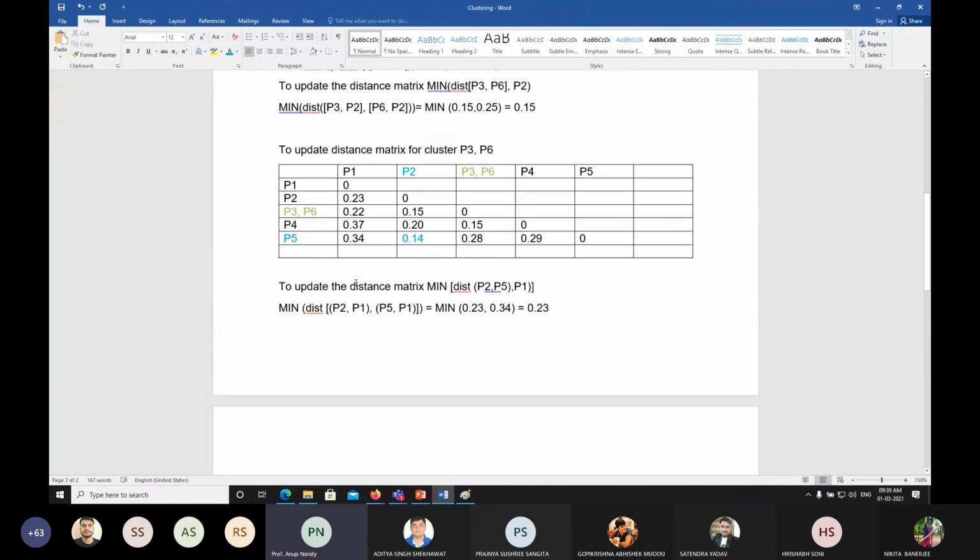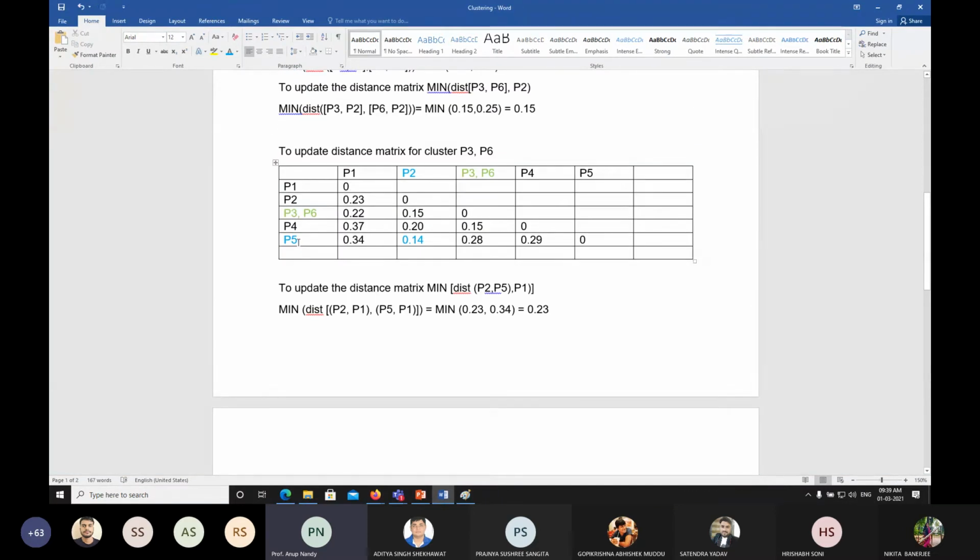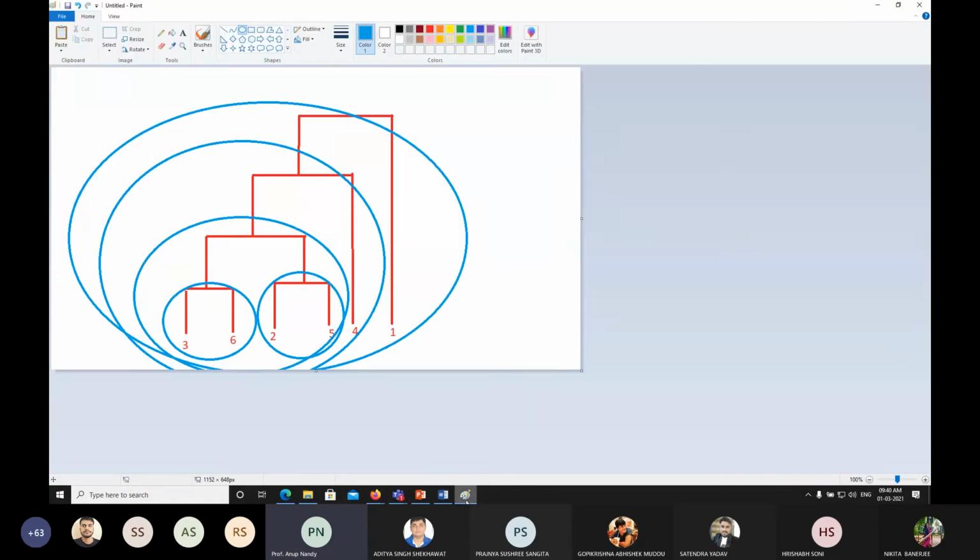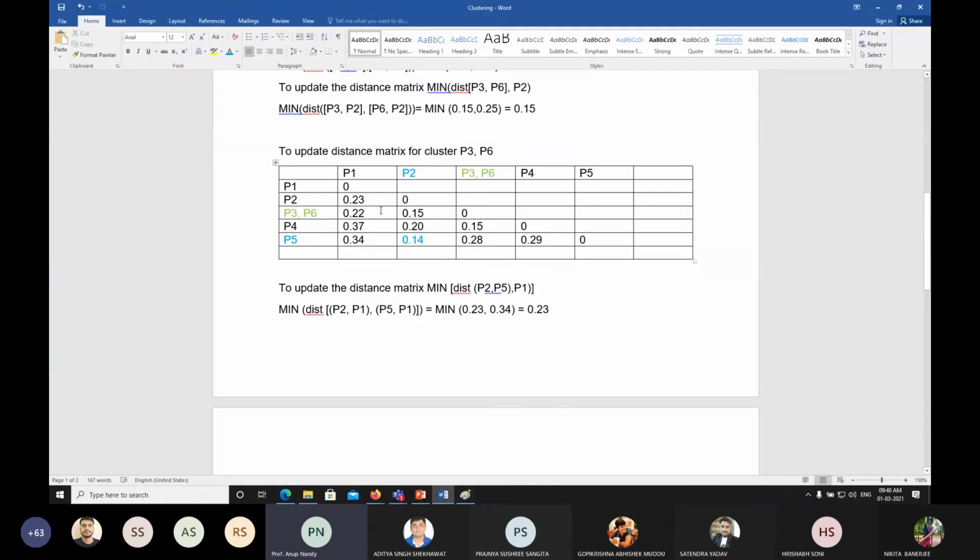So that is these things. Okay, so every time you have to use it in this way. So here in the distance matrix you have P3, P5. Then again you have to update it. Okay, then from this updating of this matrix you have to build the dendrogram, and after getting P2 P5, you again take the minimum. Okay, then which one is the minimum? So obviously the minimum will be in the range of P2 P5 and P3 P6. Okay, so it is P3 P6.